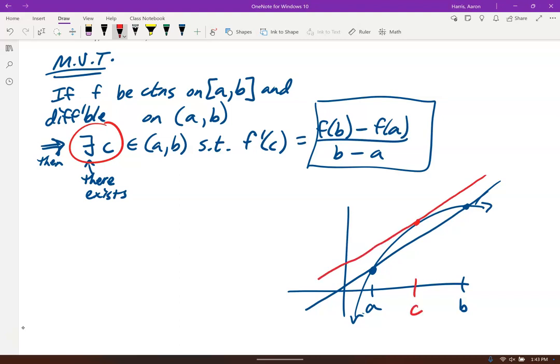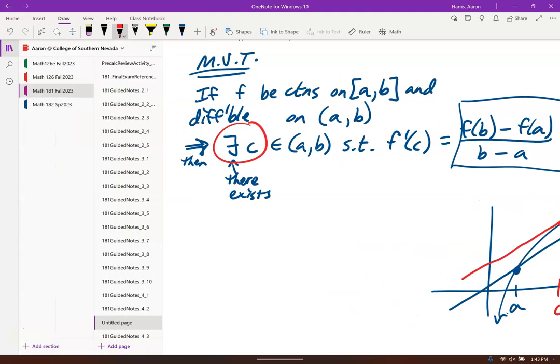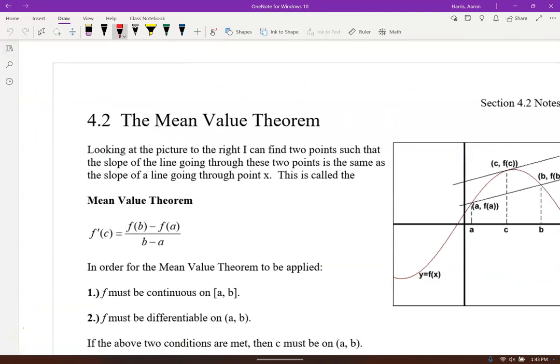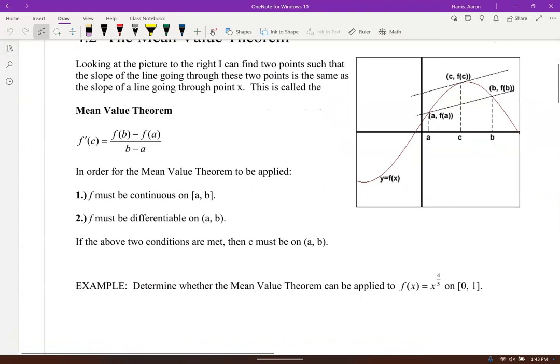And there it is, at least graphically. Does that make sense? So there's some c in that interval where the slope of the tangent is equal to the slope of the secant line through those points A, B. So let's get into the notes here. And that's what it is stated right there with another picture. And notice it has to be continuous and differentiable, as I stated in that very concise notation. So let's do this first example.